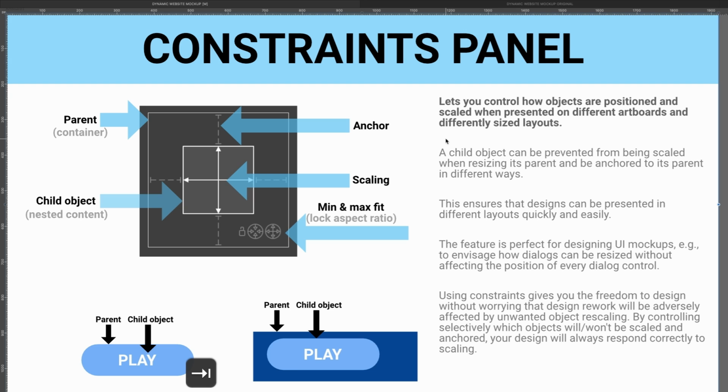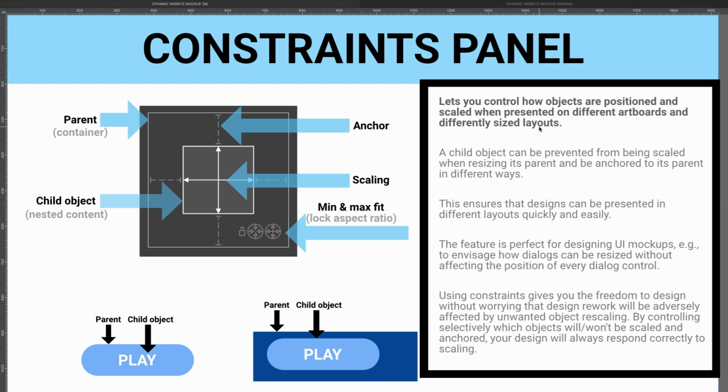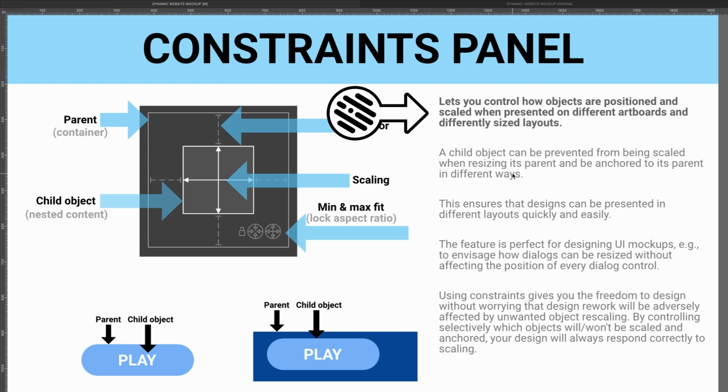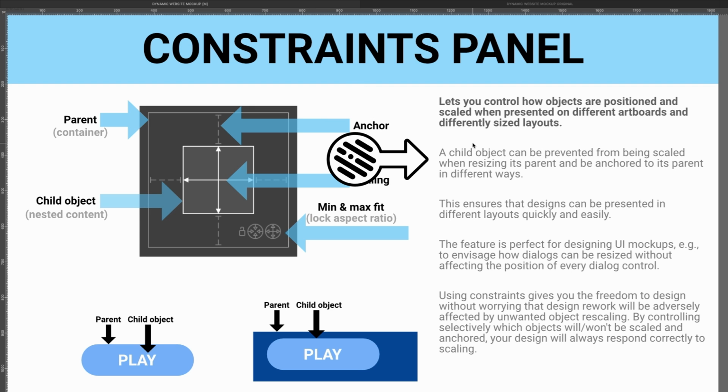Okay, so the Constraints panel. This is taken from Affinity Designer's website, so there's no beating around the bush, straight to the point. I'm going to read a bit of it. The Constraints panel lets you control how objects are positioned and scaled when presented on different artboards and different size layouts. Okay, that's simple enough. A child object can be prevented from being scaled when resizing its parent and be anchored to its parent in different ways. So at this point, you're probably thinking, if you're not used to any of this, what is a parent and a child? What are they talking about? I'll get to that in a second.